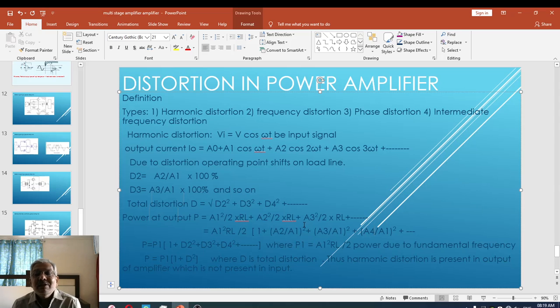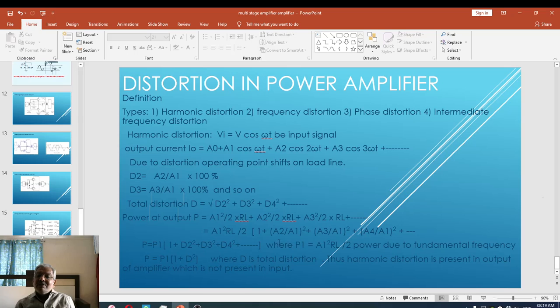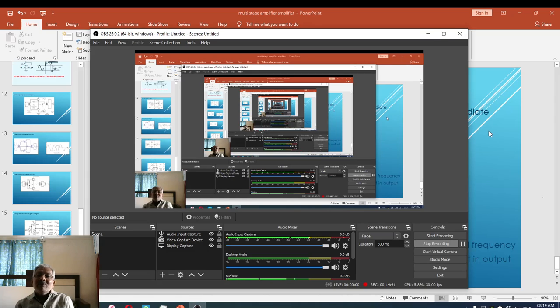Friends, that's all about the distortion in power amplifier. Thus, here we are completing the third topic known as transistor as an amplifier. Next time we are going to deal with the next topic.